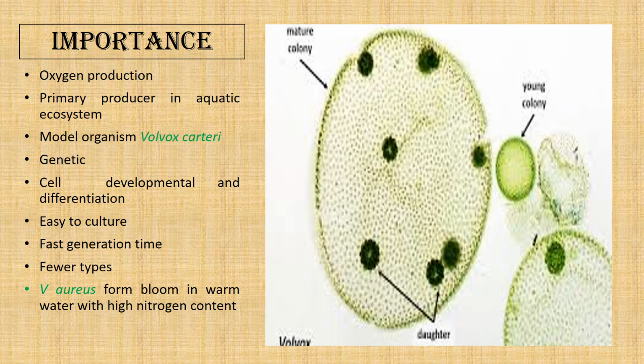If there is more eutrophication beyond a certain threshold, then it may cause certain species of Volvox, especially Volvox aureus, to be responsible for the bloom of green algae in the water bodies. So this is the only one negative point, that is, it forms a bloom. Otherwise, Volvox is of good economic importance.